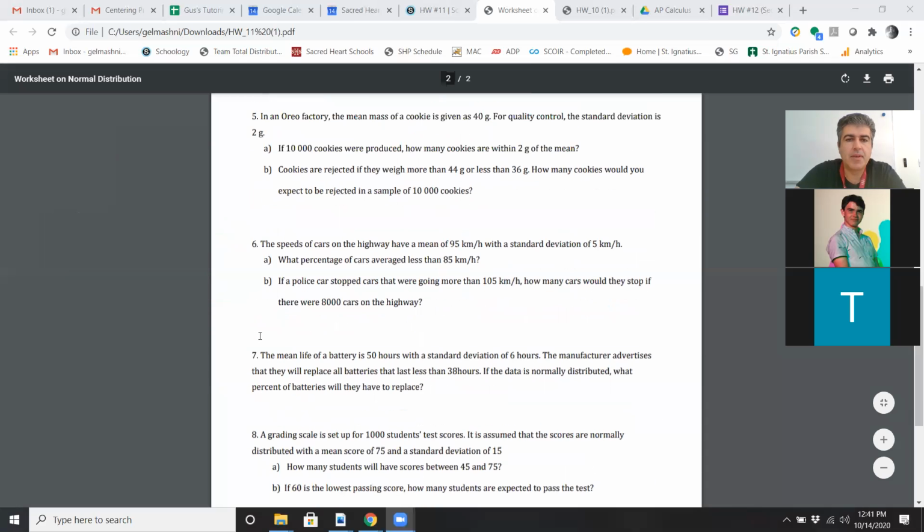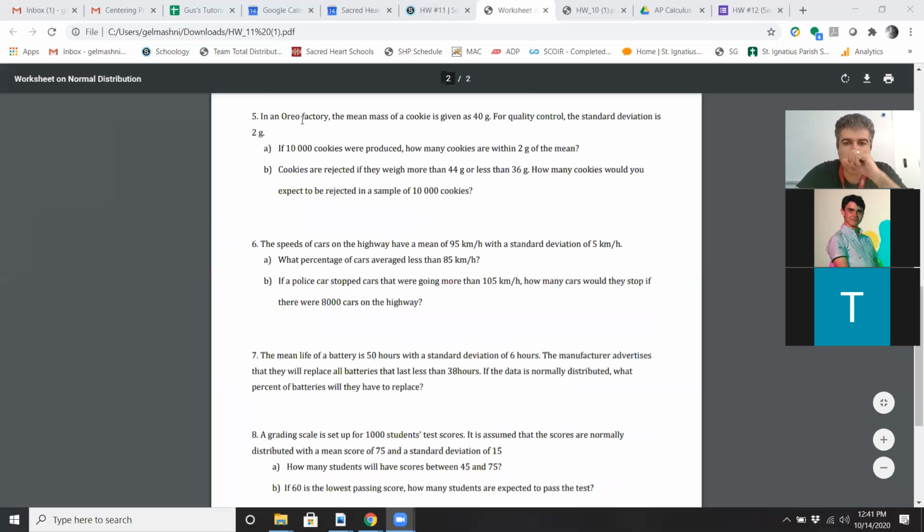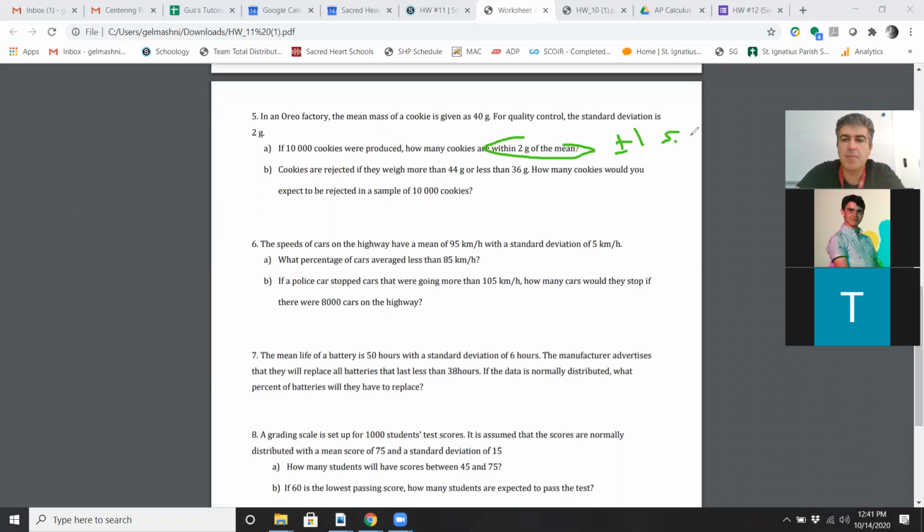Let's look at number 5. In an Oreo factory, the mean mass of a cookie is 40 grams for quality control, and the standard deviation is 2. If 10,000 cookies were produced, how many cookies were within 2 grams of the mean? Well, that's just 68% again. So this is within 2 grams, that's plus or minus.